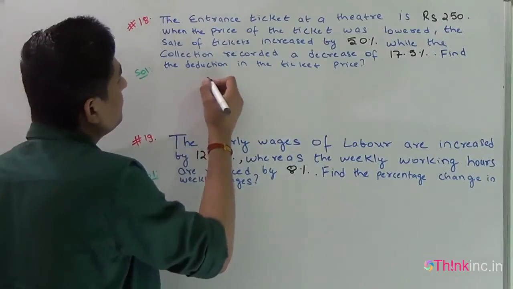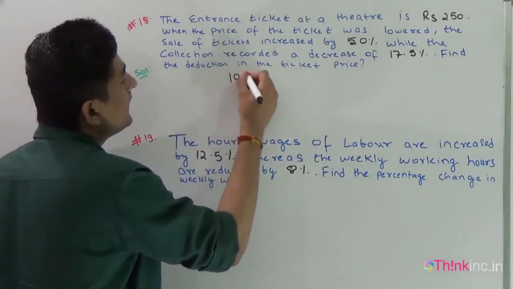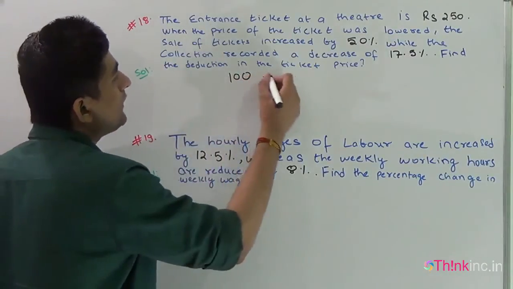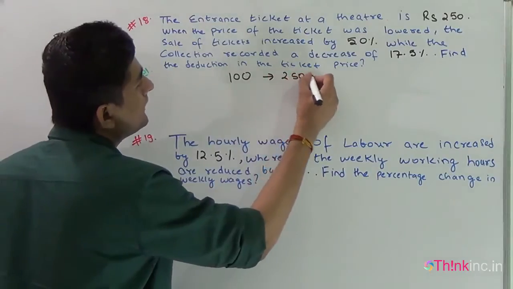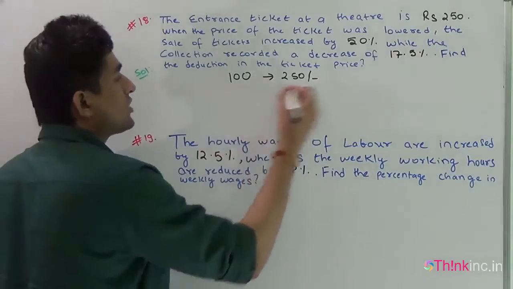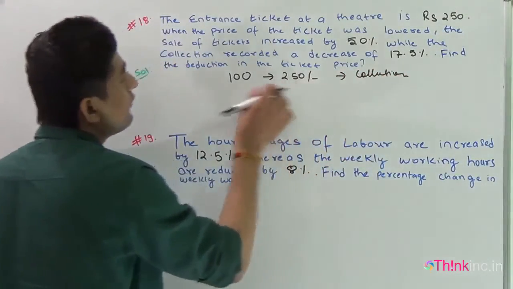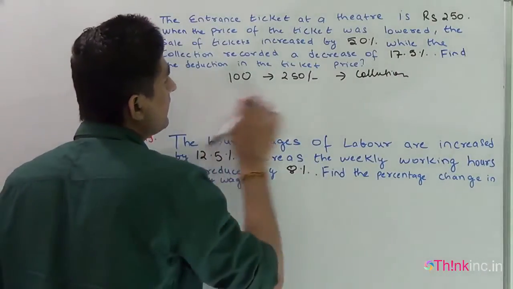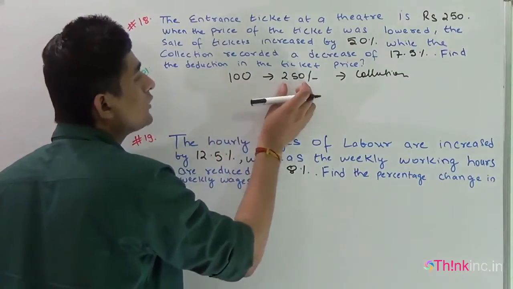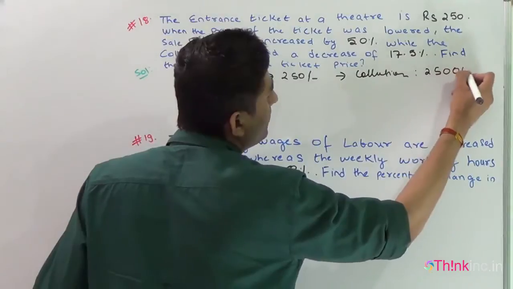So let us assume the total number of tickets sold earlier was 100. Before the reduction of price, the number of tickets sold was 100, and the price of each ticket was 250 rupees. If I ask you the collection, it will be 250 into 100, because this is the total number of tickets sold and the price of one ticket is 250 rupees. Therefore, collection would have been 25,000 rupees.